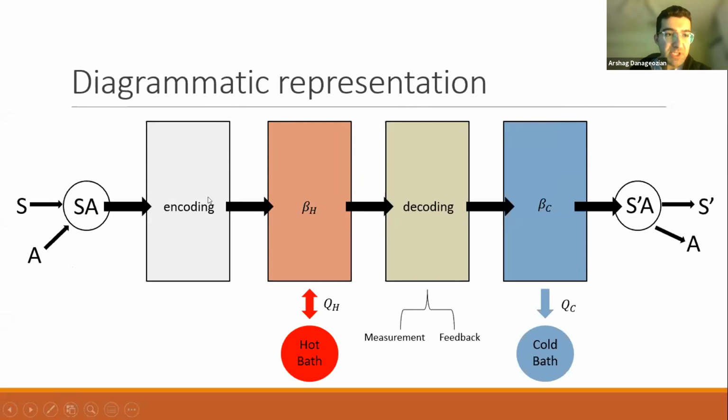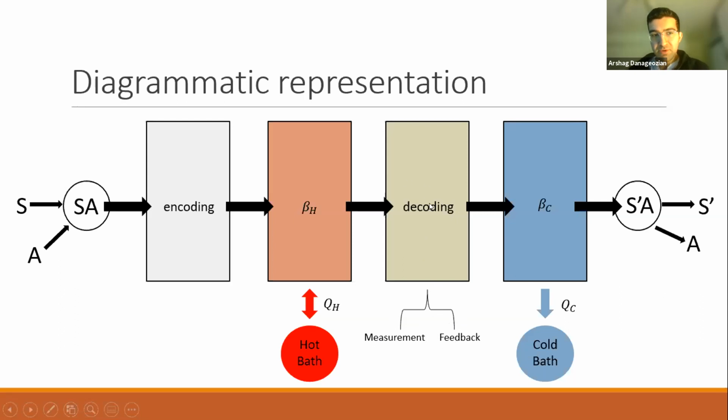What we do is that we first encode the system and the ancilla via some unitary. And by the way, the state of the system is the one we care about protecting. So after the encoding, we pass the system through a hot bath, which corresponds to the thermal noise that we want to protect against. And then afterwards, we do the decoding stage, which is a combination of two steps: a measurement step, of course. You have to measure the error, and then you do the feedback, right? So there's a feedback stage there.